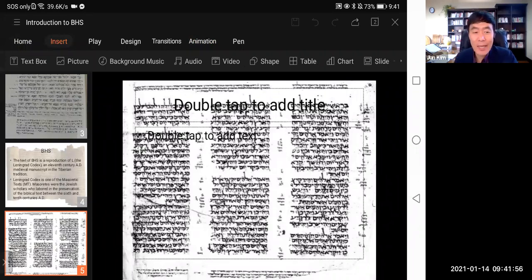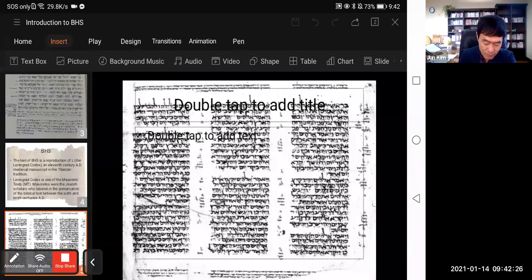But anyways, it's the Leningrad Codex. If you have Bible Works 10, that's amazing. This whole series of Leningrad Codex is included there in Bible Works 10. That's why it's relatively bigger than Bible Works 8. So if you can download Bible Works 10, please go ahead. The whole codex is there. Okay, so this is the Leningrad Codex.